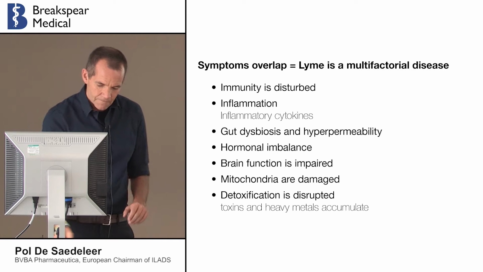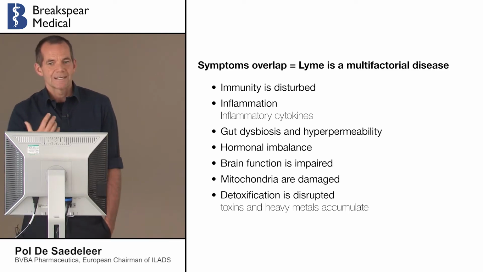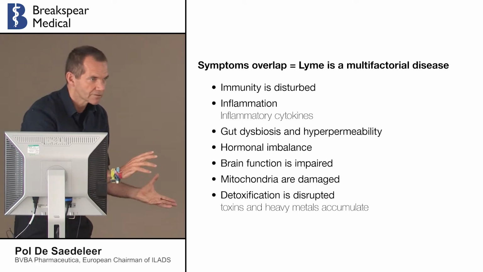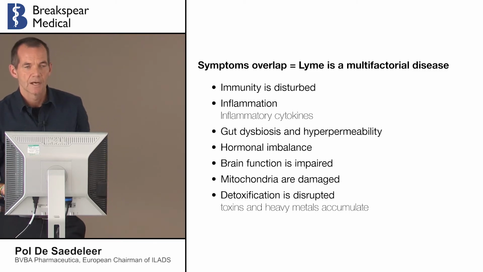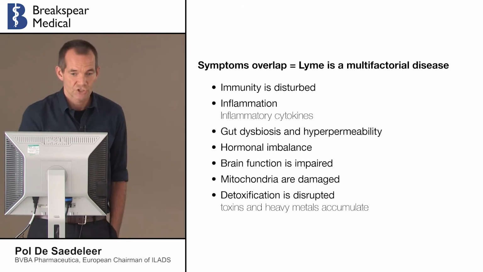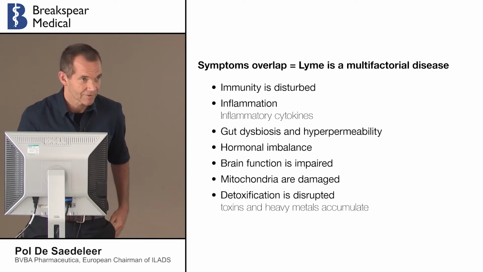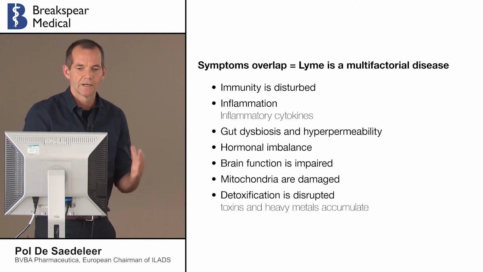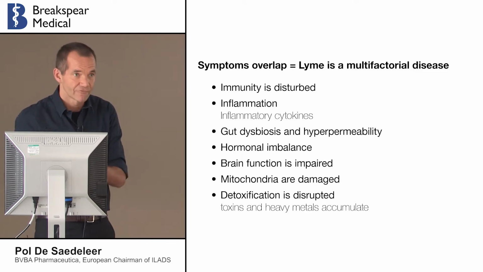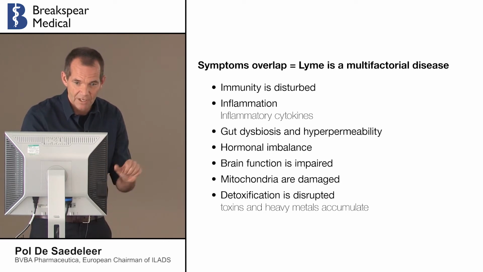Now, as I told you in the introduction, it's a multifactorial problem we discuss today: multi-infectious disease and autoimmunity. In both situations, immunity is disturbed. We have a lot of inflammatory cytokines. It's one big inflammation in both situations. And often we see gut dysbiosis, hyperpermeability, and food intolerances. Hormonal imbalance is very common.